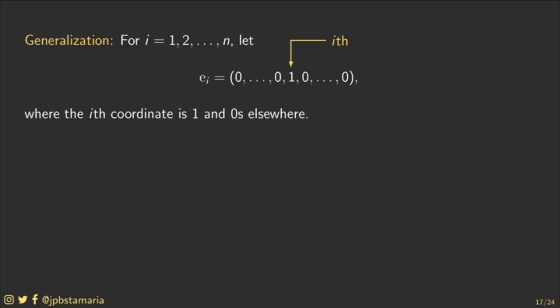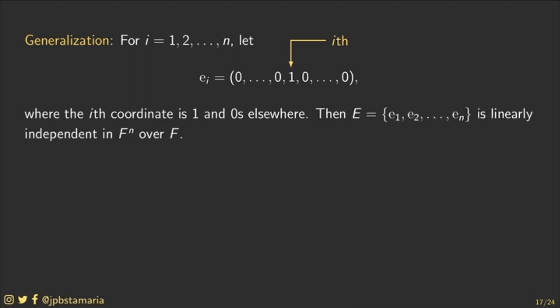As a quick generalization, if you let E_i be the n-tuple point with n coordinates, where every coordinate is 0 but a 1 on the i-th position, the vector is called E sub i in linear algebra. Okay? And if you collect all the E sub i's, i from 1 to n, this set is linearly independent in F^n over F.